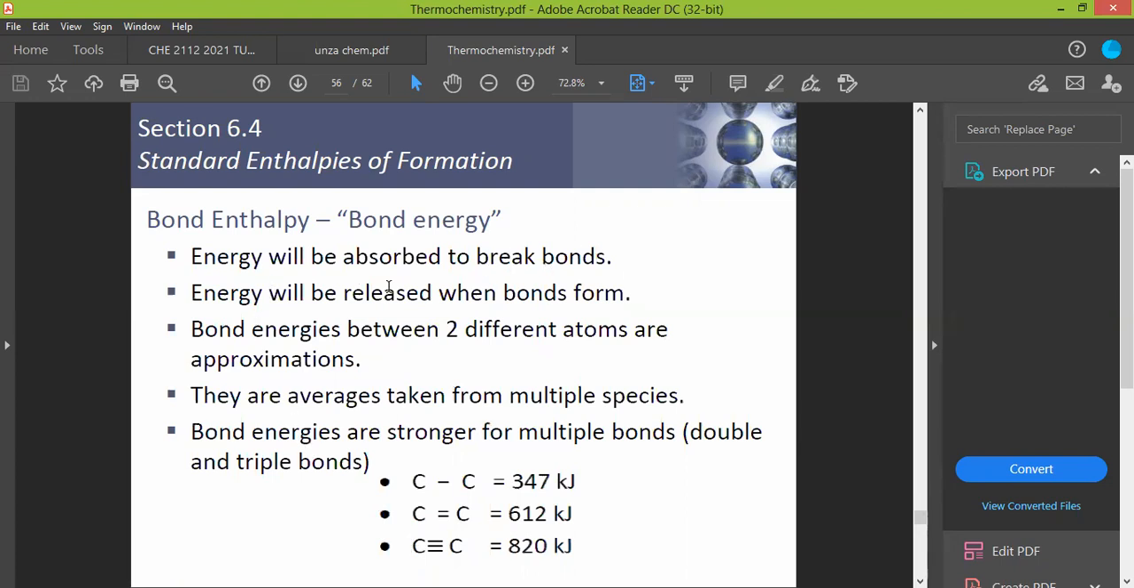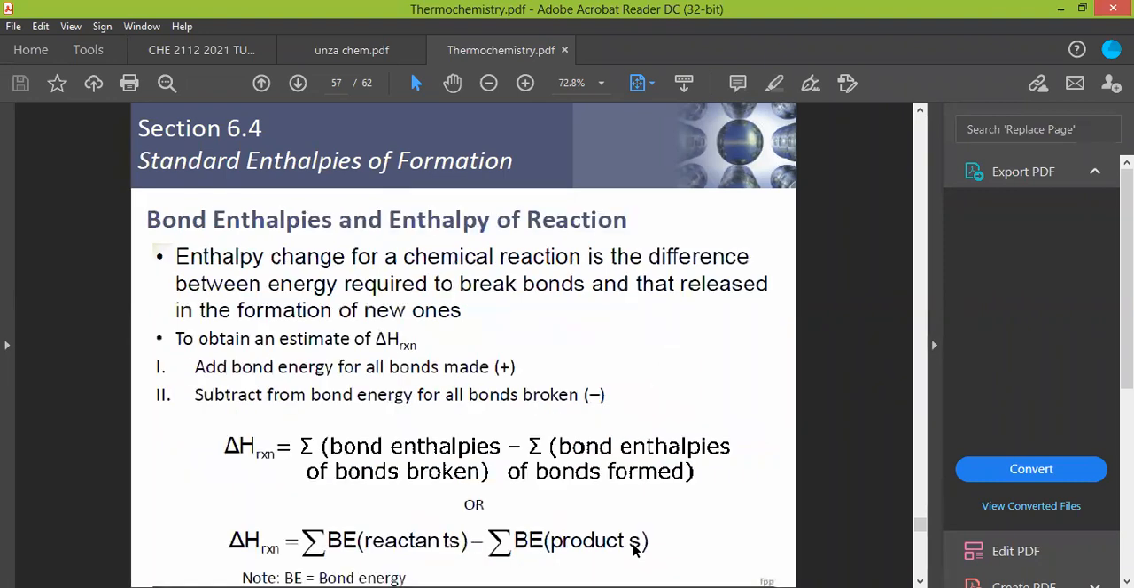So energy will be absorbed to break the bond, and energy will be released to form the bond. I've explained this to you, and this is an example here. When you are breaking a carbon-carbon bond, this is the amount of energy that is required. When you are breaking a double bond, this is the amount of energy that is required. So the more the bonds between the atoms, the higher the energy required to break those bonds, because the energy content of the bonds is increasing, and therefore to break them, a larger amount of energy will be needed. This is what this particular part is trying to explain.